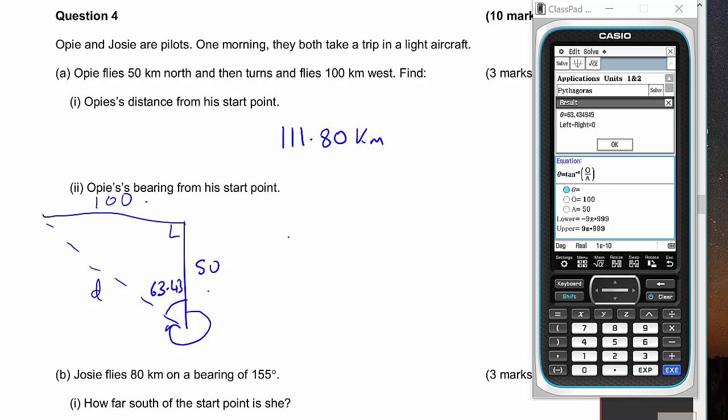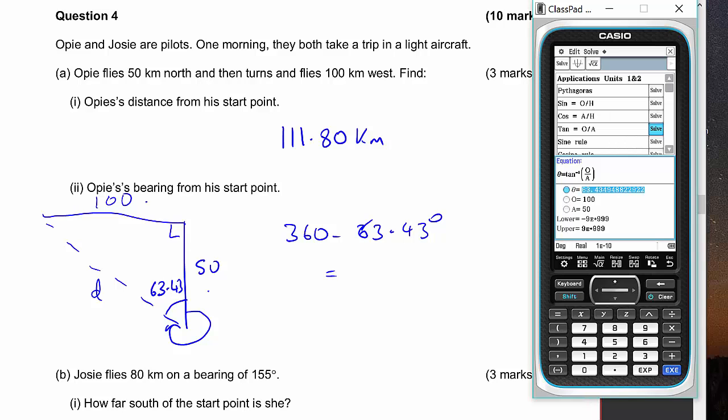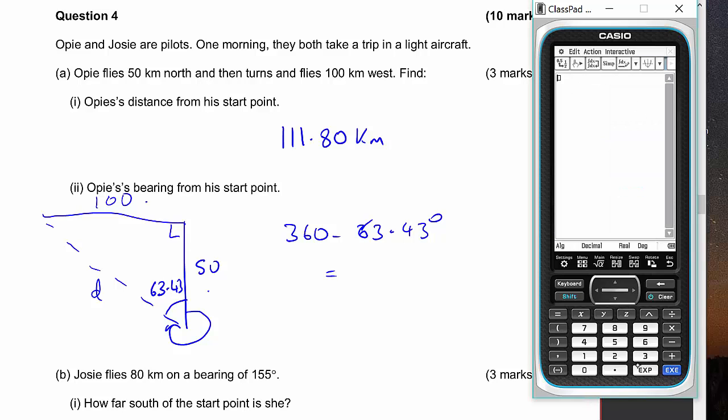So the bearing is going to be 360 take away 63.43 degrees. So let's just nip to main, and 360 take away 63.43, and we should just give this as three figures, so we'll call that 297 degrees. I'm just going to keep a note here of the 296.57 because I might use that in another part of the question.